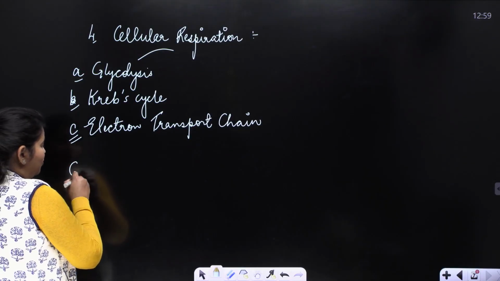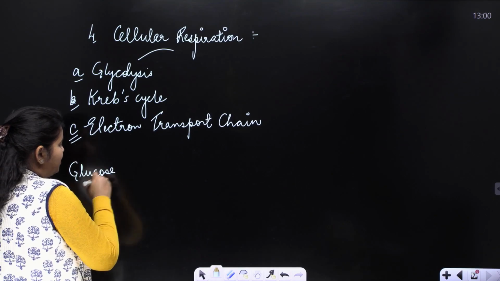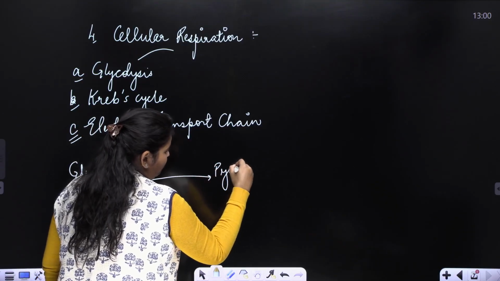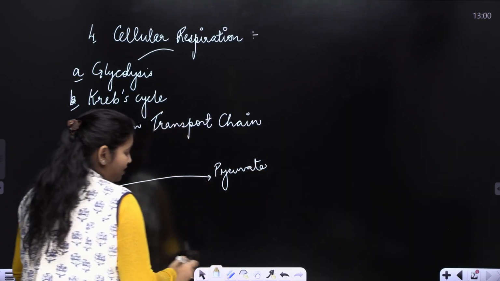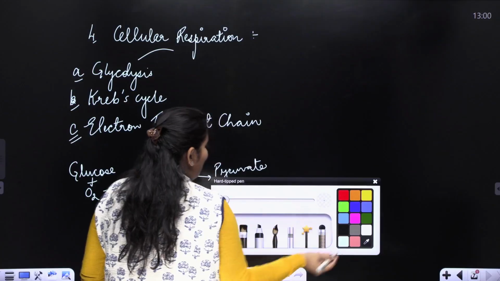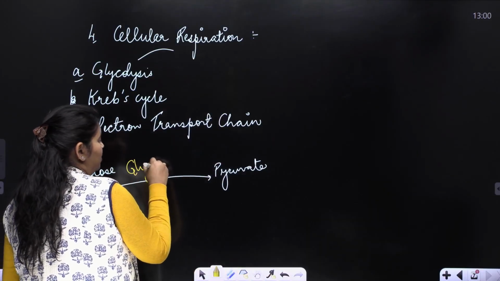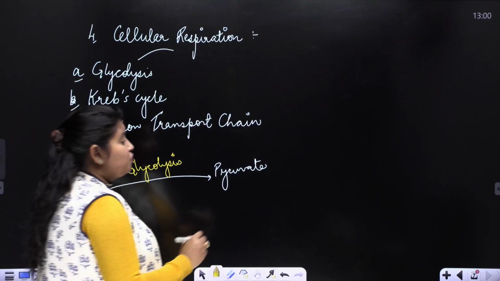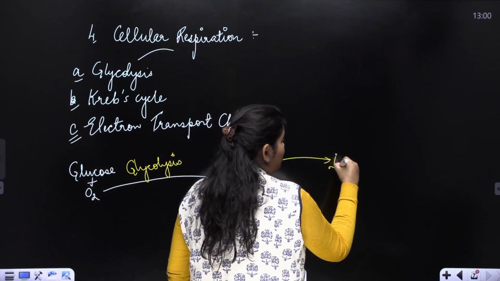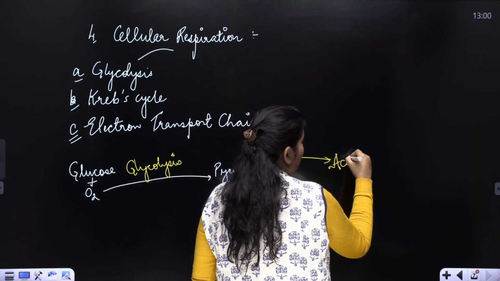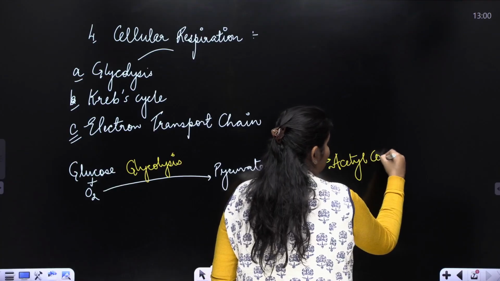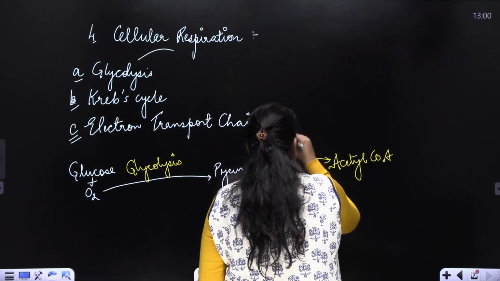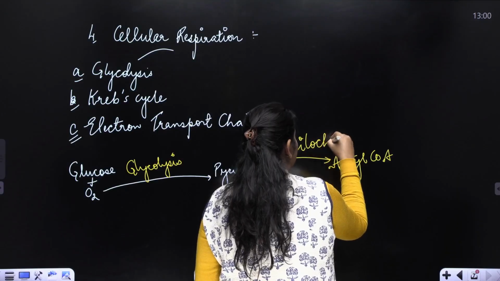When I say glucose, in the presence of oxygen, it changes into pyruvate or the pyruvic acid. And this step was known as glycolysis, which happens in the cytoplasm. This pyruvate then changes into the second substance, which is called acetyl coenzyme A. All right. And this happens in mitochondria.